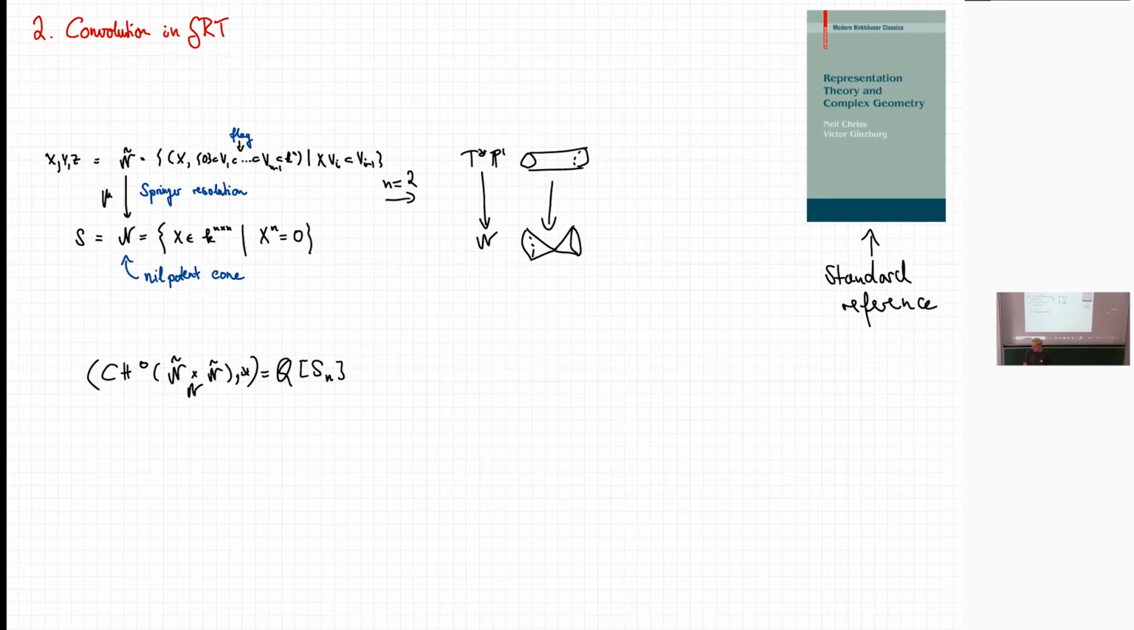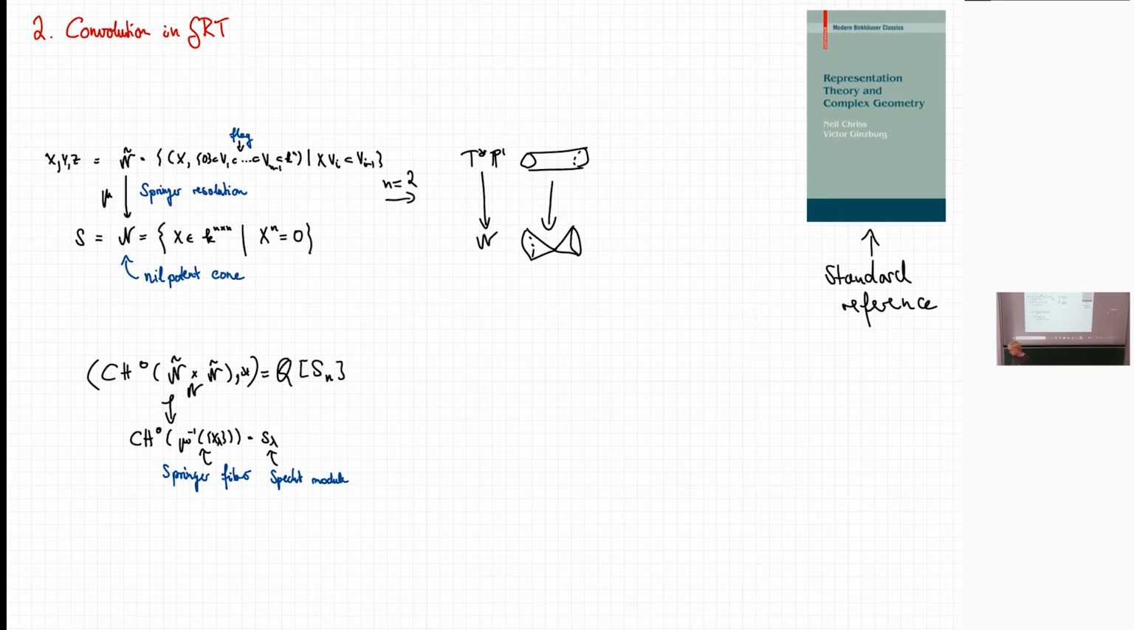And even better, if you equip this Chow group with the convolution product, you get the group algebra of the symmetric group. Okay? So this is a geometric realization of the symmetric group in terms of this convolution algebra you get with the Chow groups. And even better, you don't only get the symmetric group, but you get the natural convolution action on the Chow groups of the Springer fibers, so the fibers of the Springer resolution. And there are as many of them as conjugacy classes in the symmetric group. And so you get all the irreducible representations as well, like this.